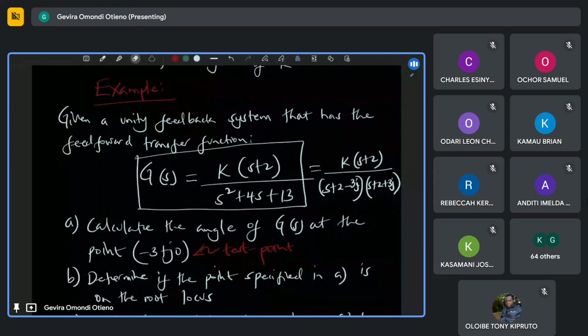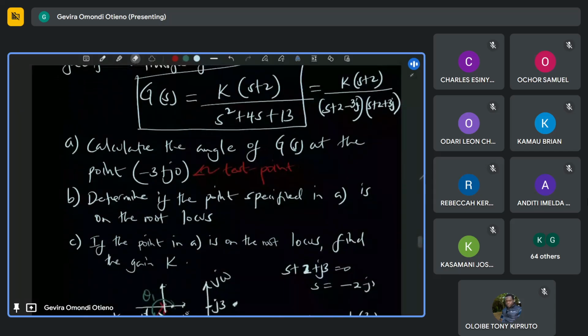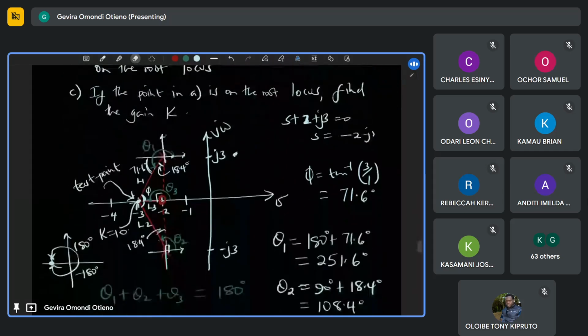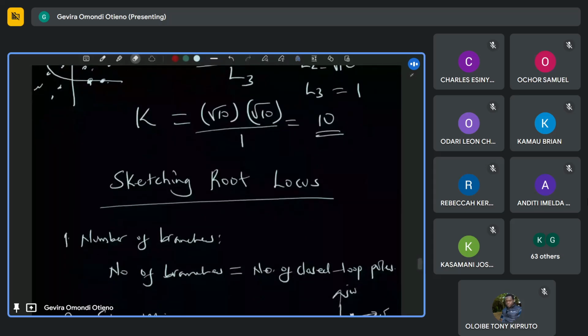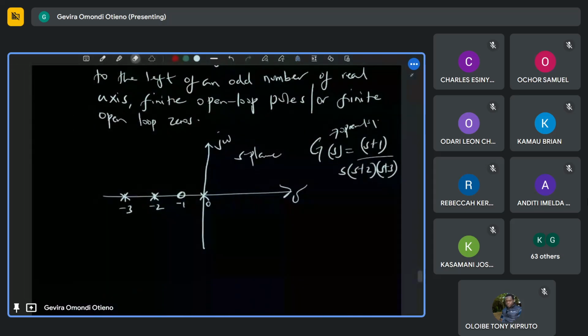But if I want to know the number of branches in my root locus, I have to get the closed loop transfer function so that I get the roots of the characteristic equation, and that would become the closed loop poles. And those poles, if there are 4, then I know I have 4 branches on my root locus. But when you're just sketching a root locus, you use the open loop or the feed forward transfer function. So look at this, ladies and gentlemen.